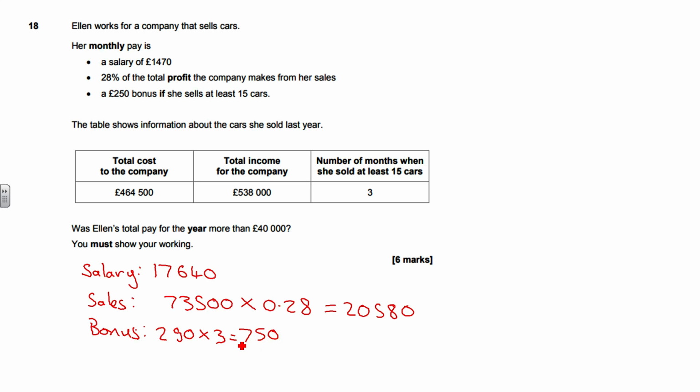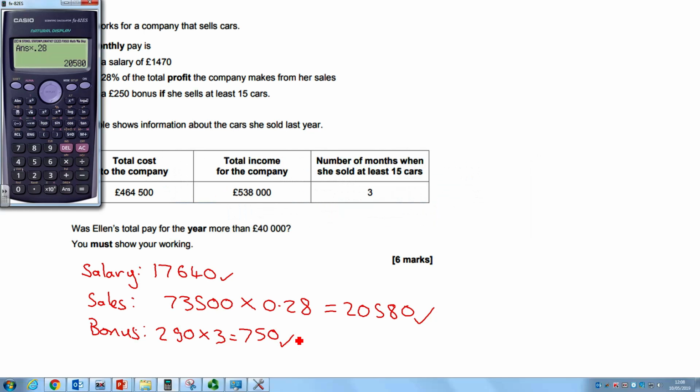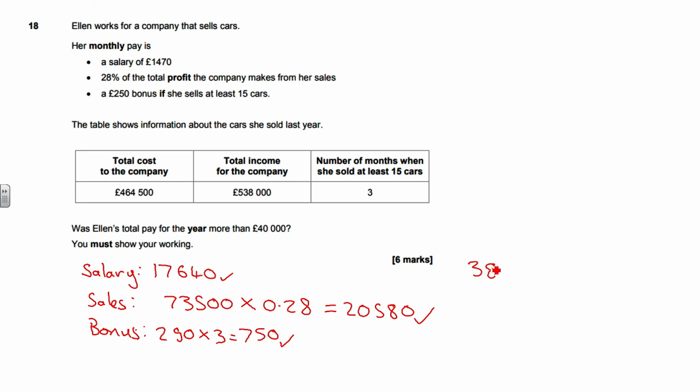So what we need to do now is add up her salary, sales payments and her bonus and see, does that money exceed £40,000 a year? So let's work that through. The 20,580 is already there. Let's add that salary, 17,640, and that 750 bonus, and we can see it's 38,970, which is not more than 40,000.